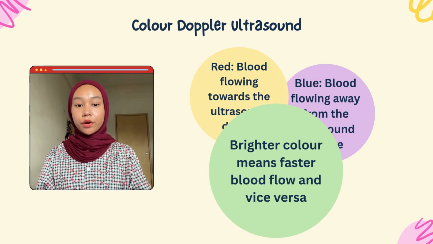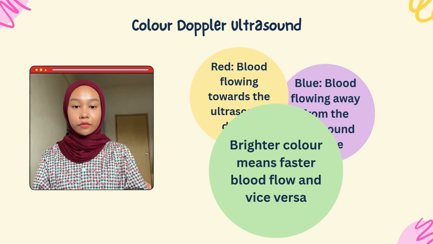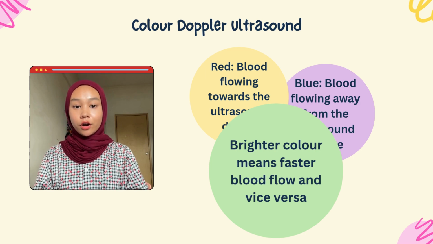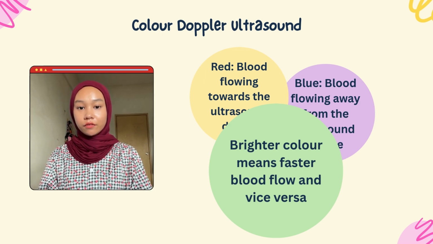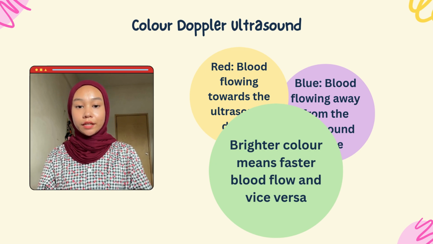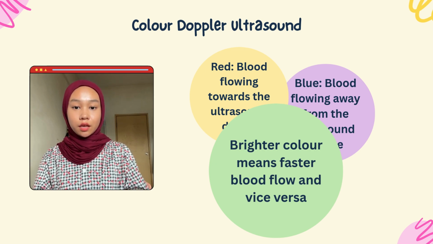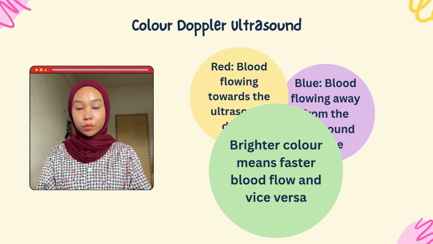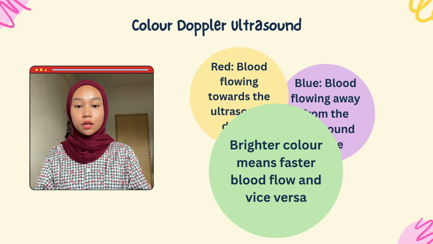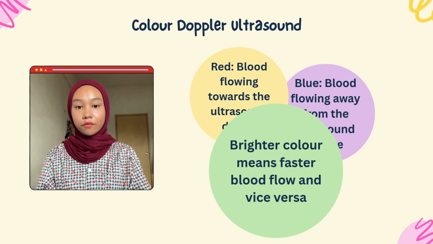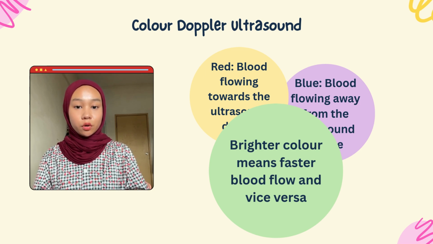Another important point is the brightness of the color. The brighter or lighter the color, the faster the blood flow, while the darker the color means the slower the blood flow. This helps doctors to quickly identify areas that may be abnormal, such as narrow or blocked vessels.